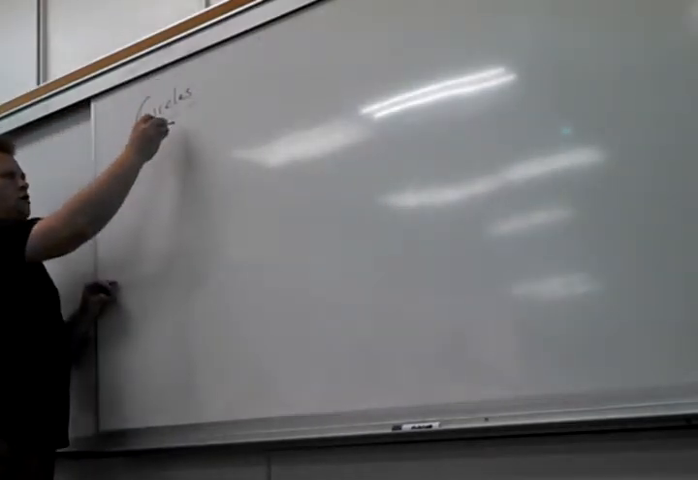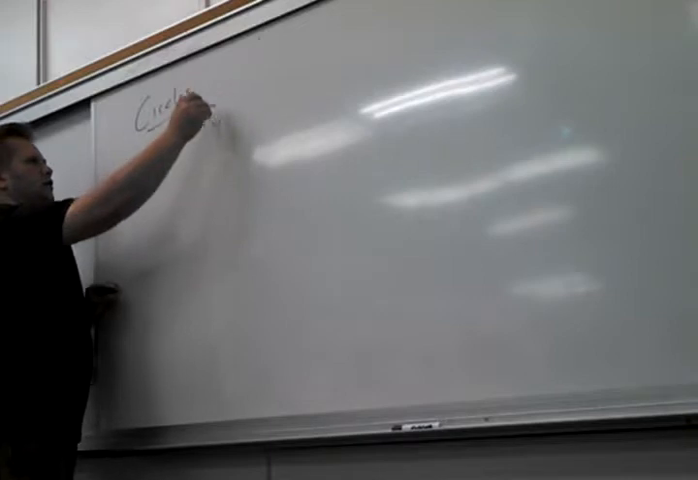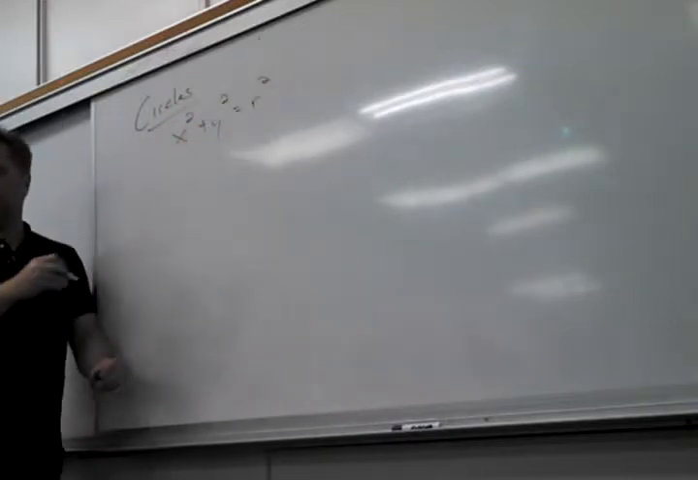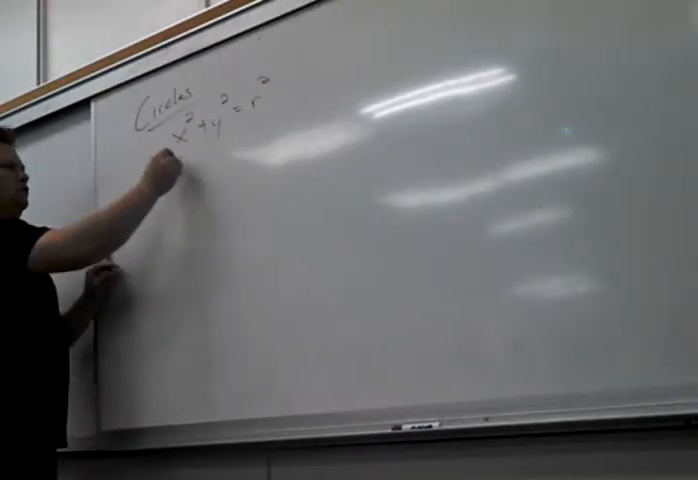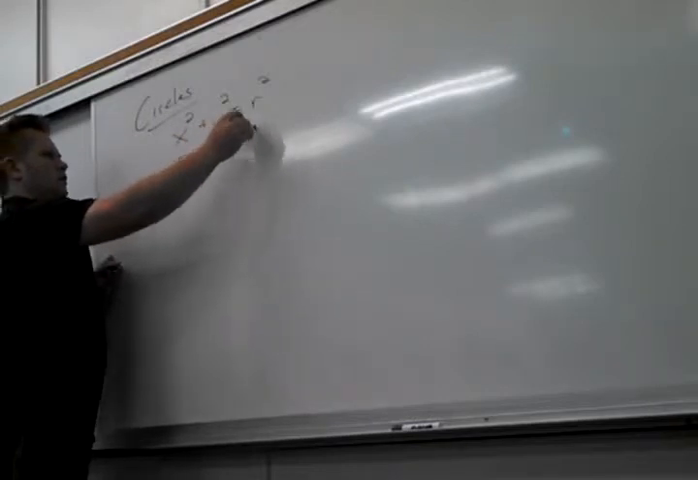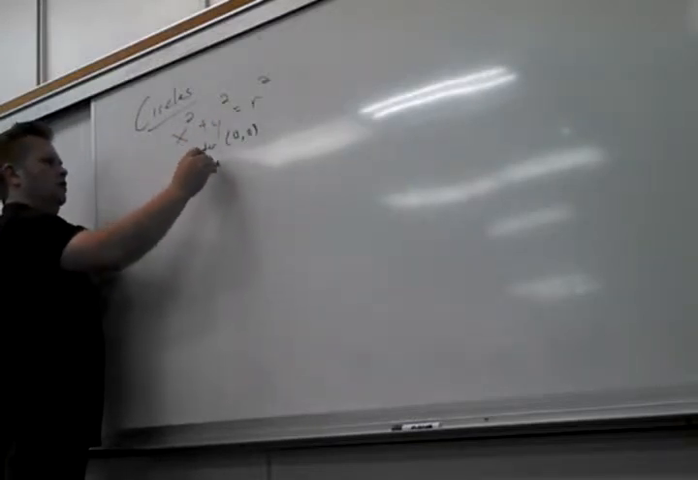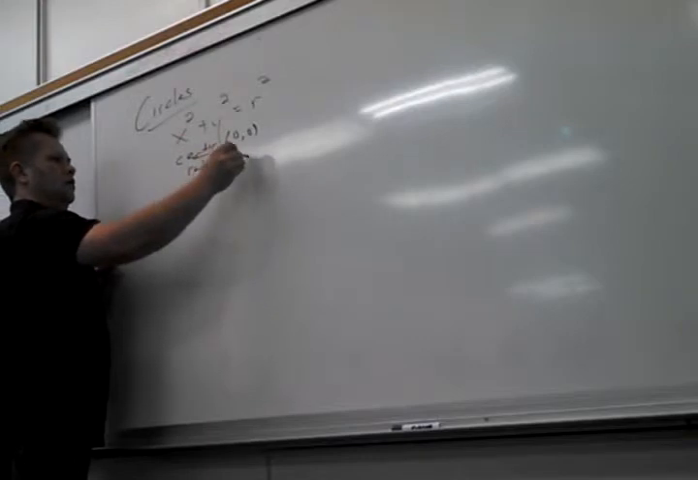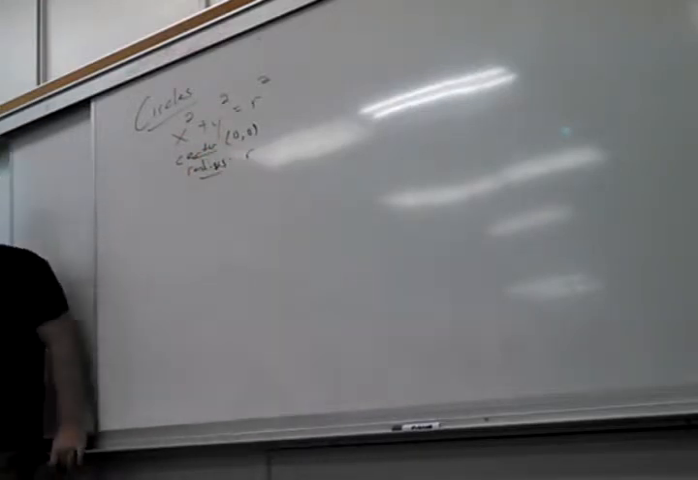So the basic form of a circle, for a circle centered at 0, 0, is like that. The center here would be 0, 0, and the radius would be what? R. Square root of r squared, so r.